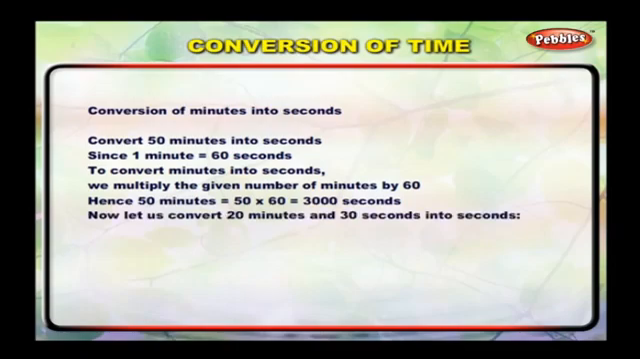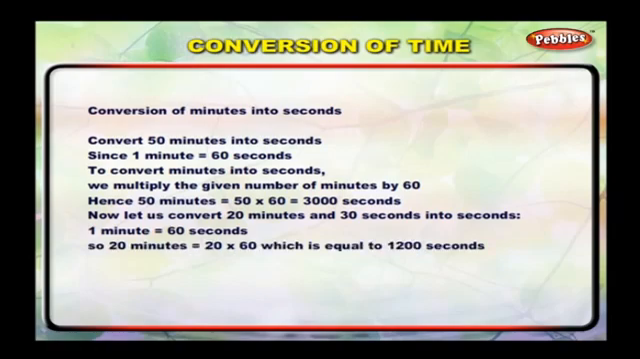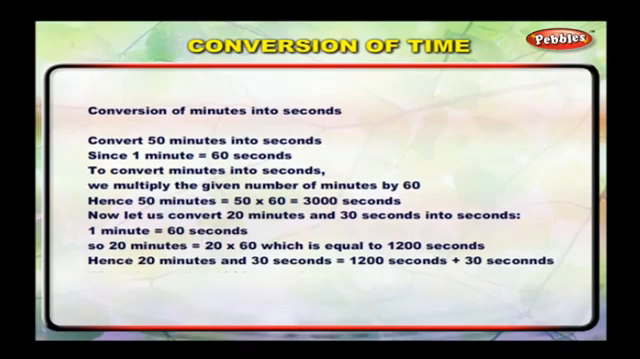Now, let us convert 20 minutes and 30 seconds into seconds. 1 minute is equal to 60 seconds. So, 20 minutes is equal to 20 into 60, which is equal to 1200 seconds. Hence, 20 minutes and 30 seconds is equal to 1200 seconds plus 30 seconds, which is equal to 1230 seconds.